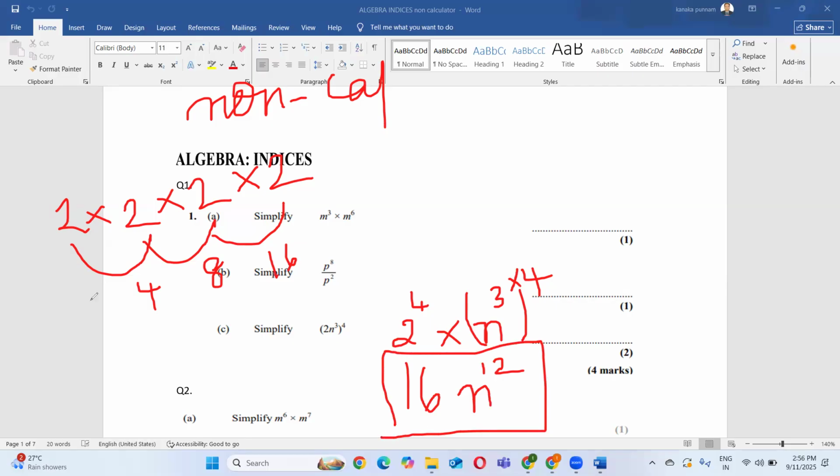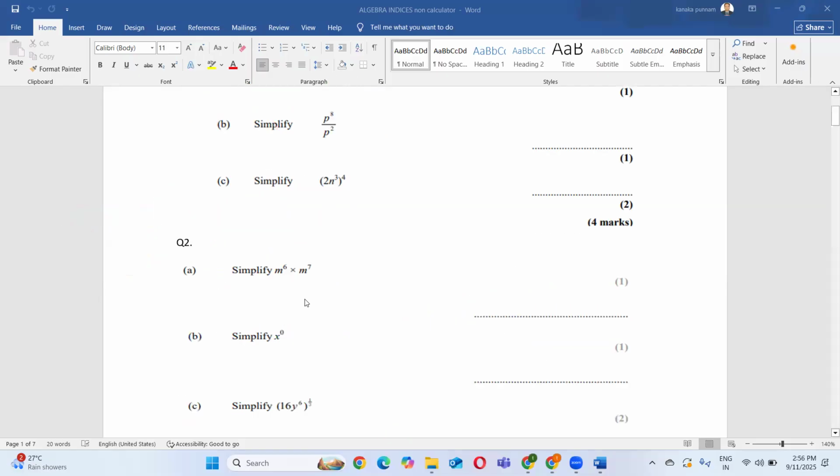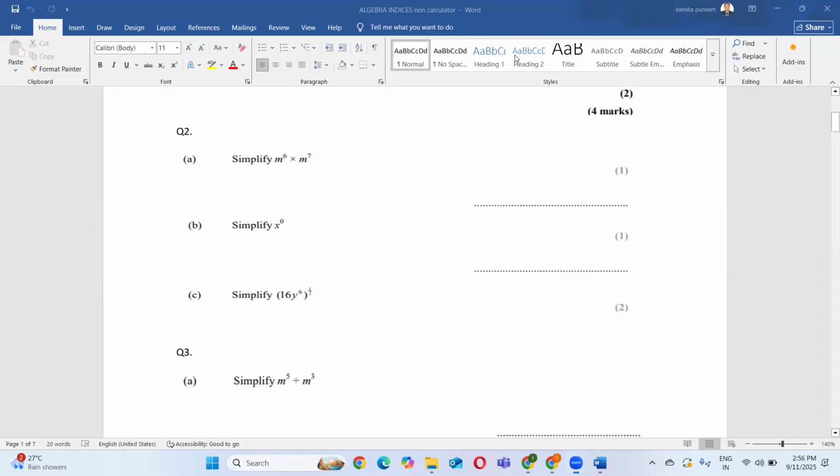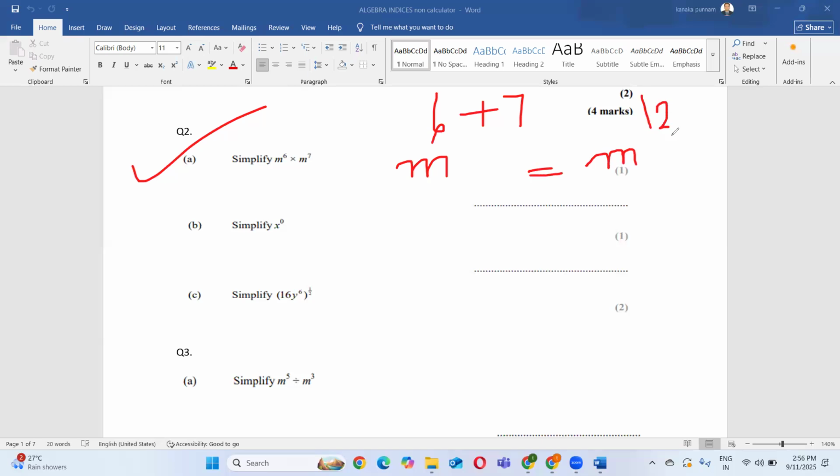Hope you got it. And the question number 2. Same thing. Write the base and, for the multiplication, the powers will be added, which will be m power 13. Next, no matter any number or any letter, if the power is 0, it becomes 1. The moment you see the power 0, the answer is 1.